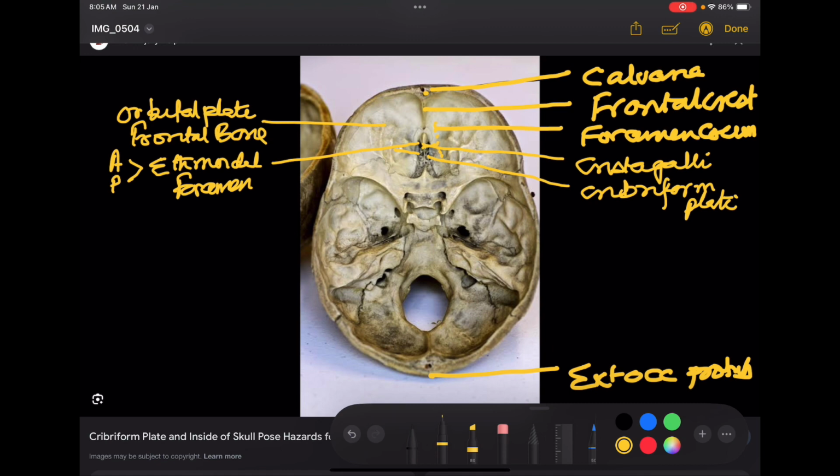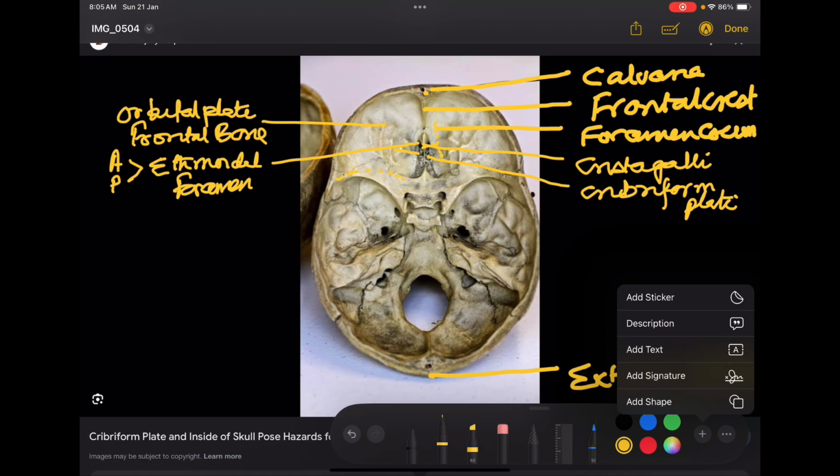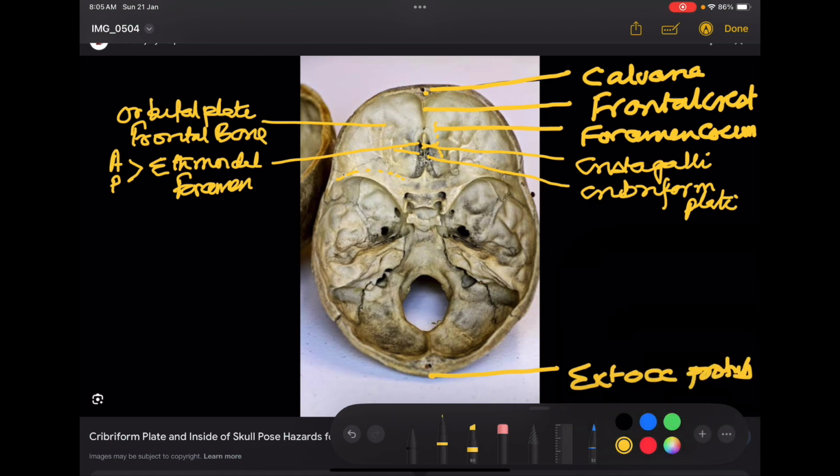Then you see that behind this orbital plate of the frontal bone is this wing-shaped structure. And this wing-shaped structure is the lesser wing of sphenoid.